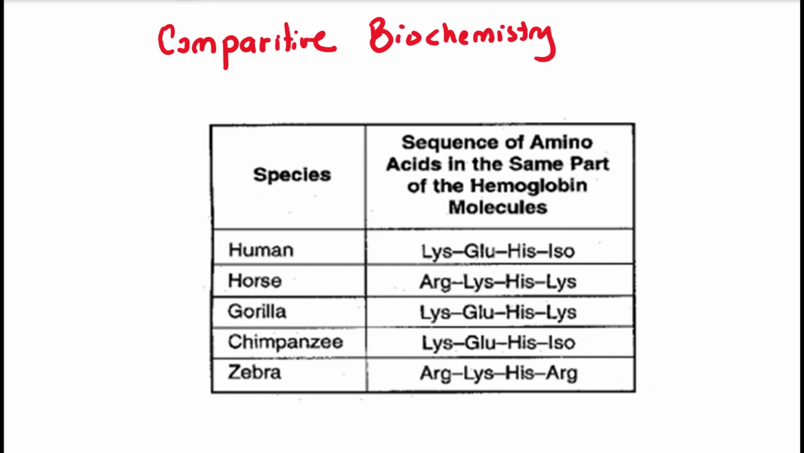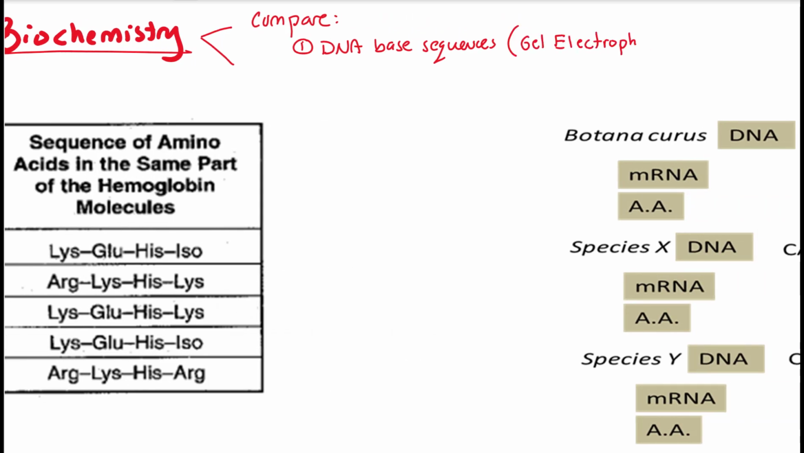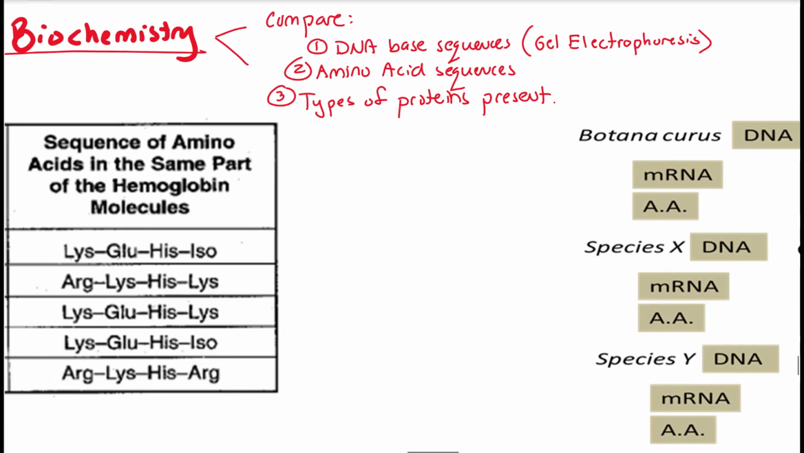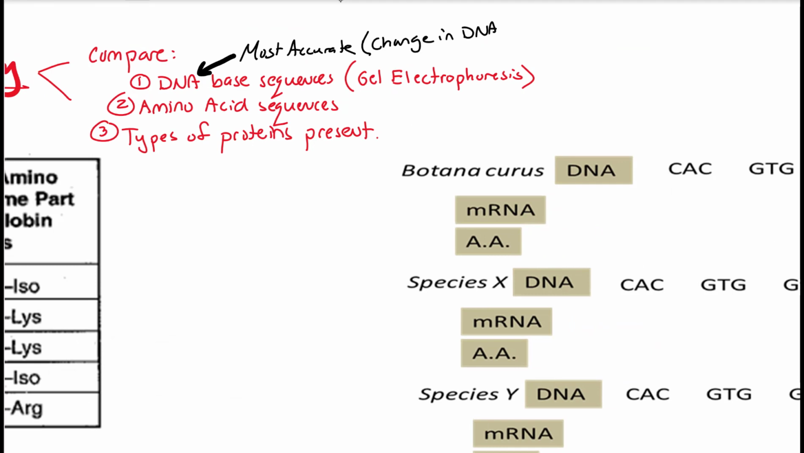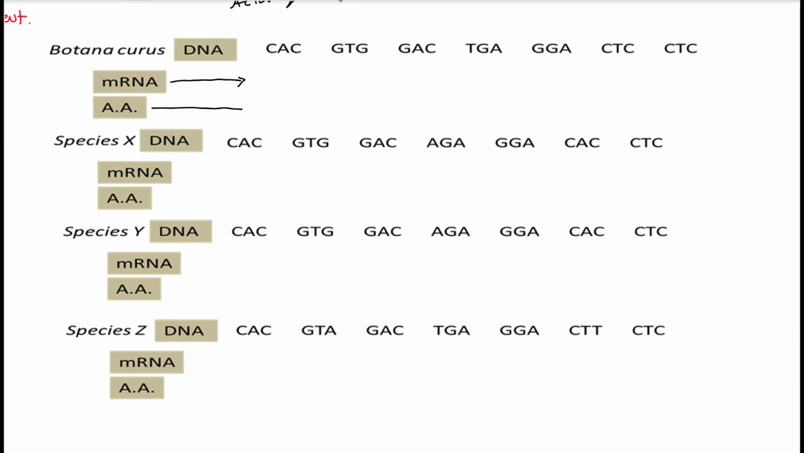And finally, comparative biochemistry. You can compare a lot. This is the most accurate, by the way, evidence, and the most strong evidence. You compare DNA base sequences, generally using gel electrophoresis, which separates DNA based on size, or you can compare amino acid sequences or the types of proteins present to find out which species is most closely related. DNA would be the most accurate because you could have mutations or changes in DNA that do not always result in changes in the amino acid sequence, thus a change in a protein.